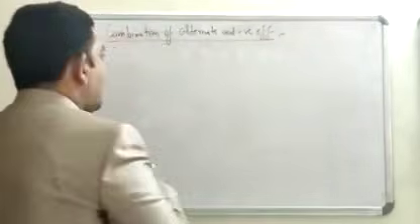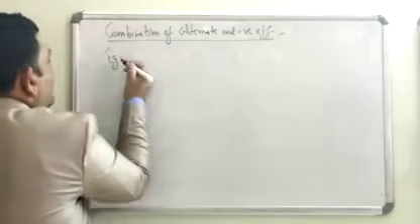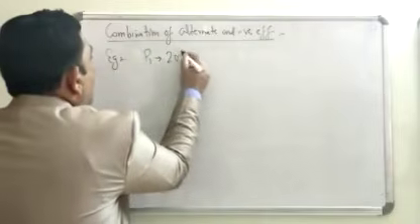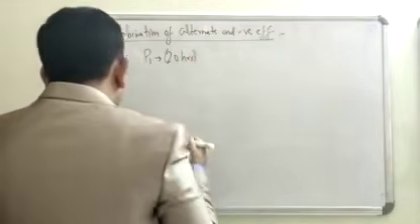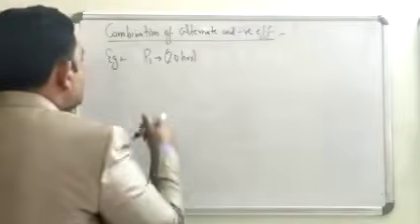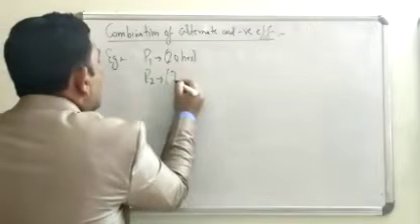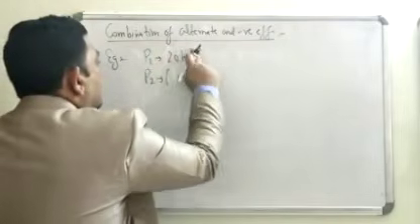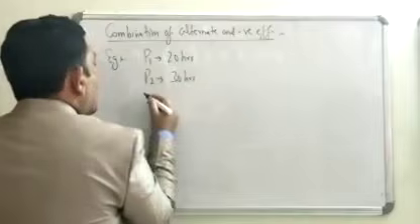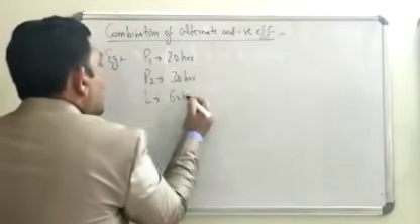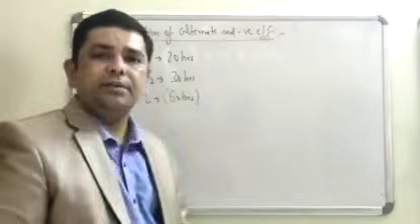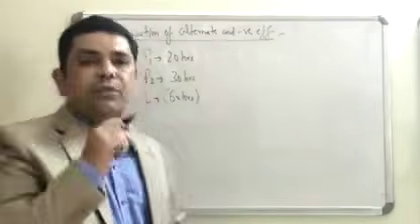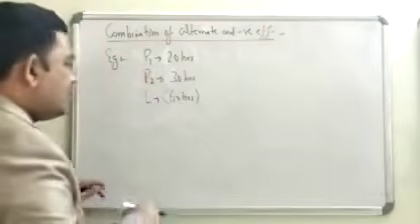Let's discuss this by taking an example. Pipe 1 can fill a tank in 20 hours. Pipe 2 can fill the tank in 30 hours. Whereas a leak can empty the tank alone in 60 hours. So pipe 1 can fill the tank in 20 hours, pipe 2 in 30 hours, whereas the leak can empty the tank in 60 hours.